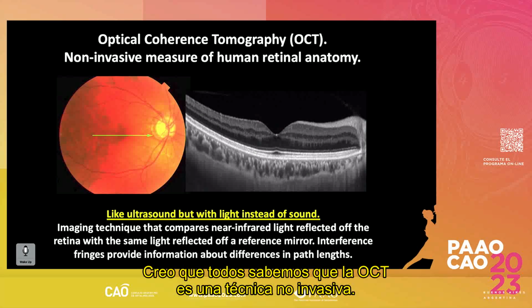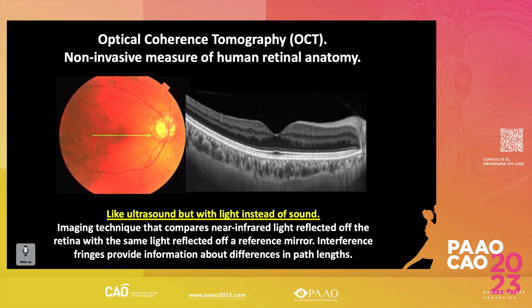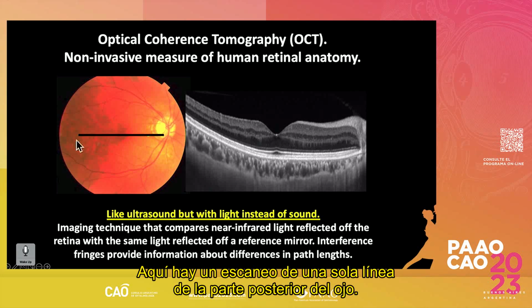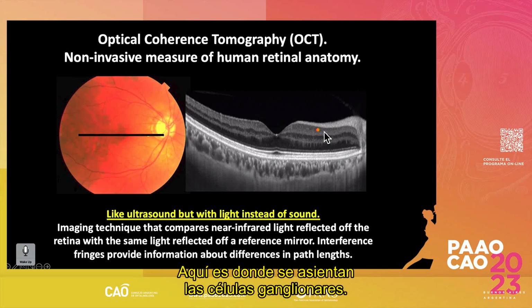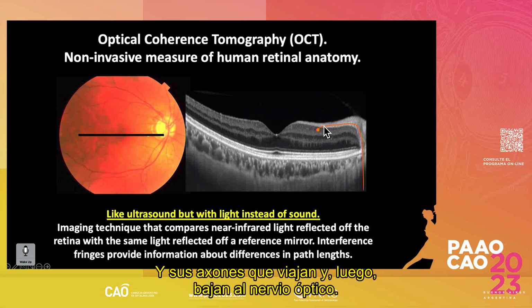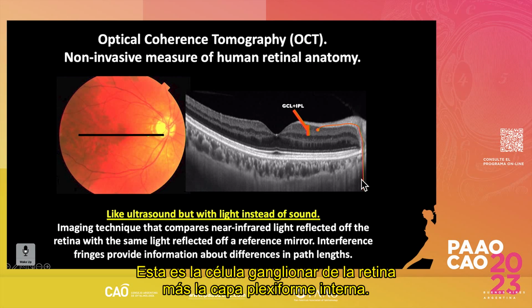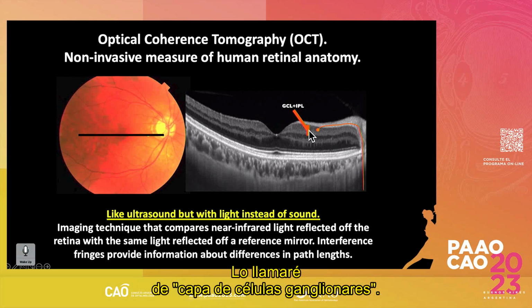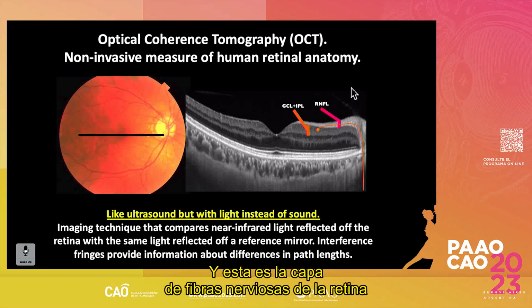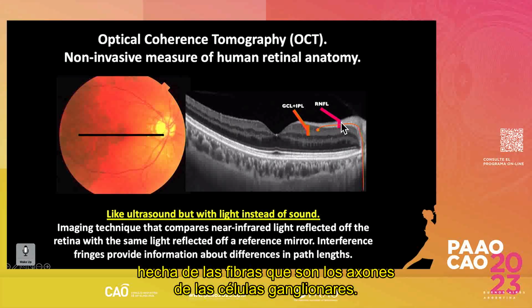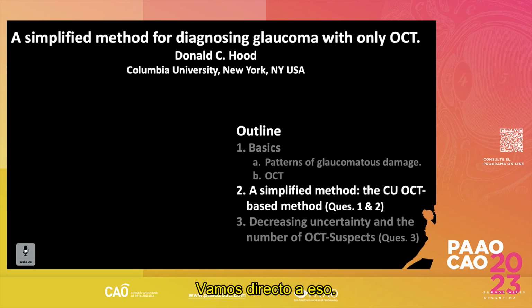Okay, so I think you all know about OCT. It's a non-invasive technique. It's like ultrasound, except it uses light, so it has better resolution. Here's a scan, a single line scan through the back of the eye. This is where the ganglion cells sit, and their axons travel and then go down the optic nerve. This is the retinal ganglion cell plus inner plexiform layer. I'll just be calling it the ganglion cell layer. And this is the retinal nerve fiber layer, made up of the fibers, that is the axons from the ganglion cells.